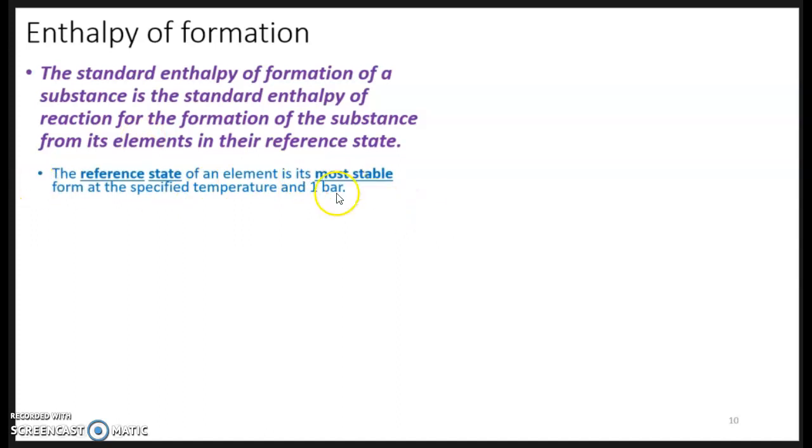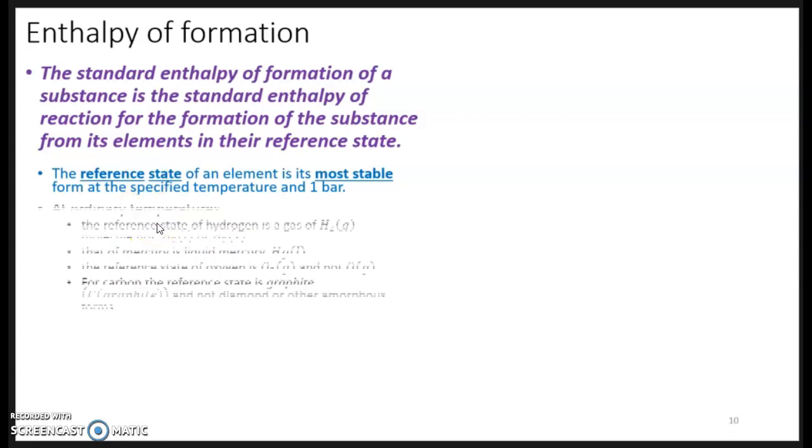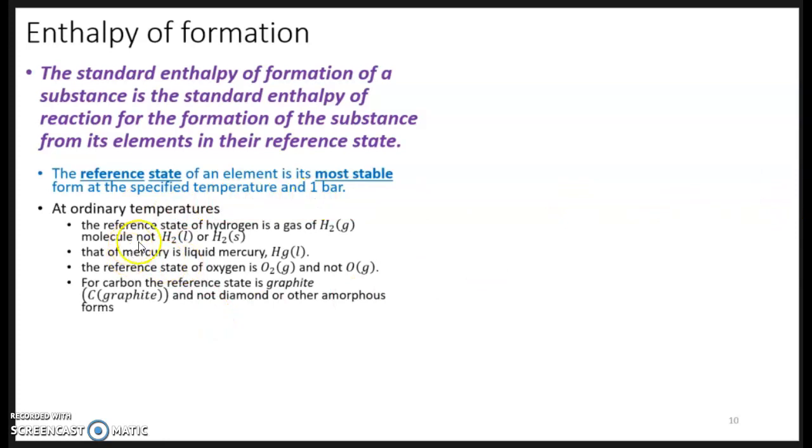The reference state of any element is its most stable form at a specified temperature and 1 bar. It is different from the standard state, which is the state in which it is at any temperature at 1 bar. But we're talking about the most stable form at a specified temperature. So for example, if we look at hydrogen gas, the reference state of hydrogen gas is hydrogen gas. Liquid hydrogen is not a reference state. It's not the most stable form at regular temperature. Neither is solid hydrogen, and neither is atomic hydrogen, as in ordinary H.